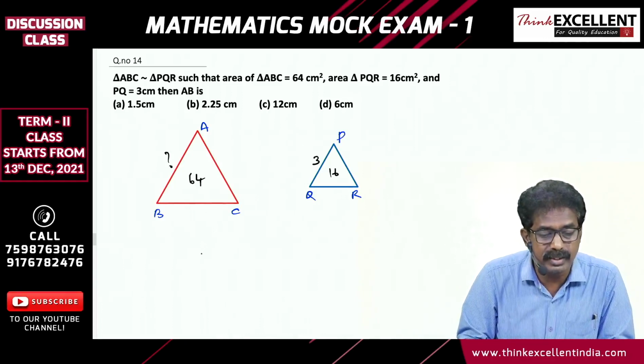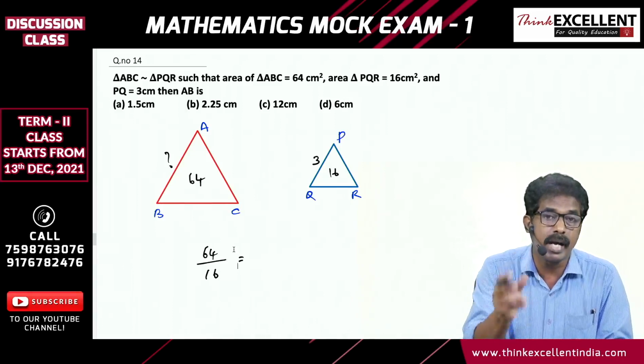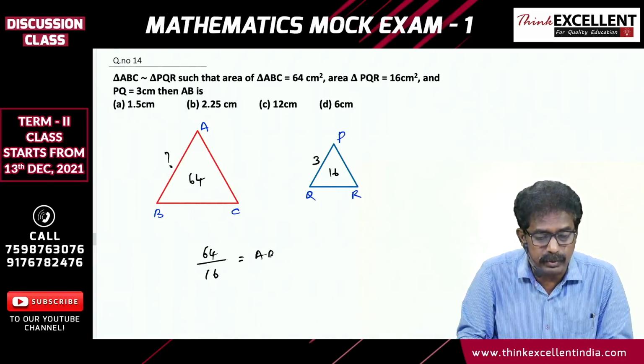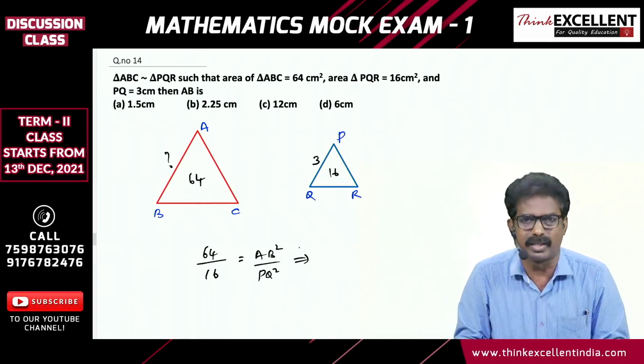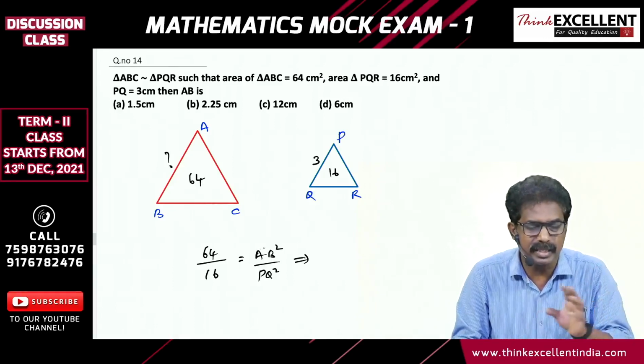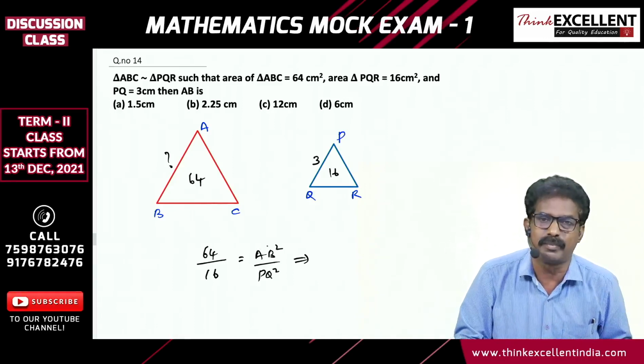The area of the first triangle over the area of the second triangle is proportional to the square of the sides, right? So here AB square by PQ square. No need to write the statement and all, right? We know the results, we just have to apply. The easy method is just to take the square root of every term.